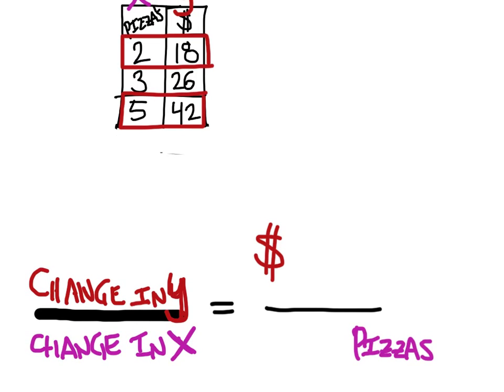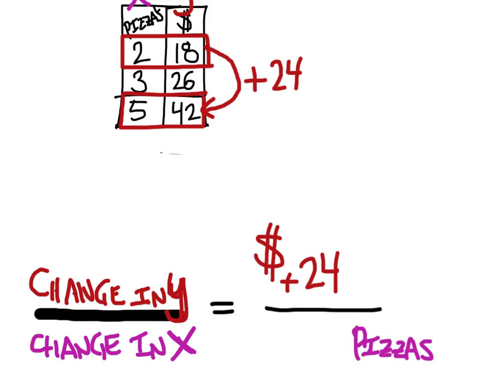So we're using these 2 points. From 18 to 42, we're going to have to increase 18 by how much? Some of you say 42 minus 18, or 18 plus what is 42? It's 24. Good. So in other words, the increase in dollars was 24.